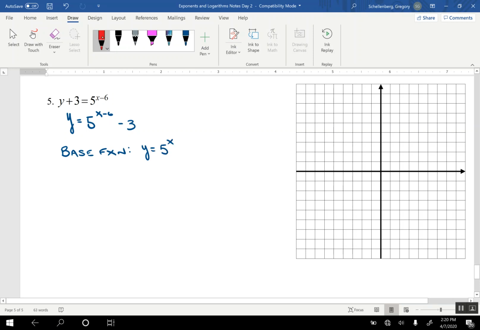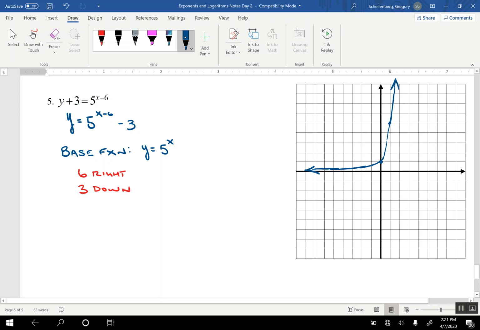How has that been transformed? Okay, well, we've got a translation of 6 units to the right, and we've got a translation of 3 units down. So in blue, let's draw that base function y equals 5 to the x. And this is an increasing exponential function. We did this in question 2 of these notes, I believe. So it's going to look something like that.